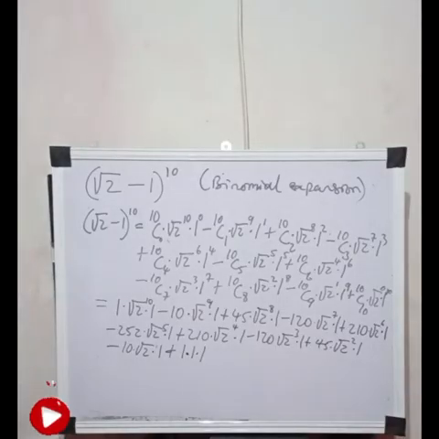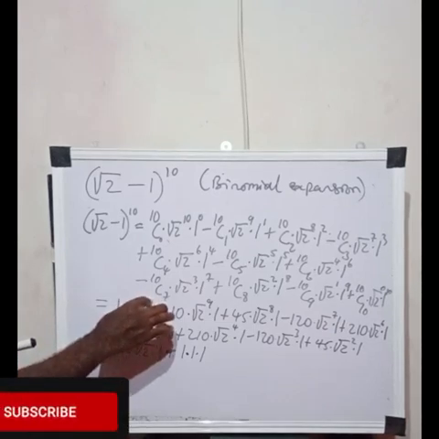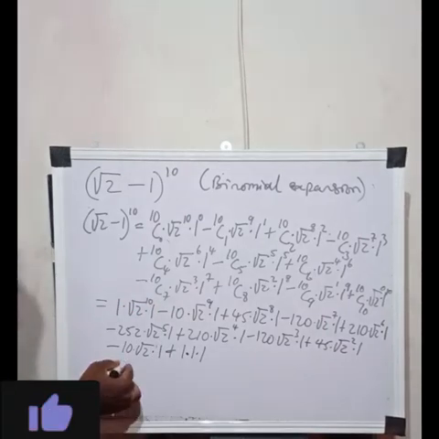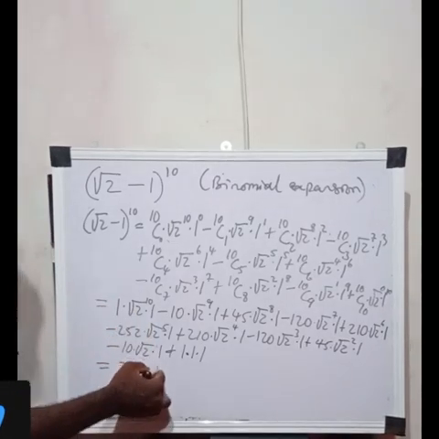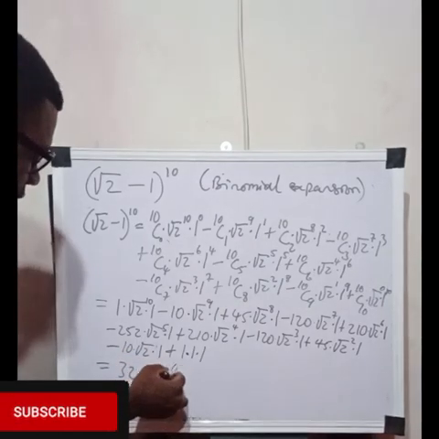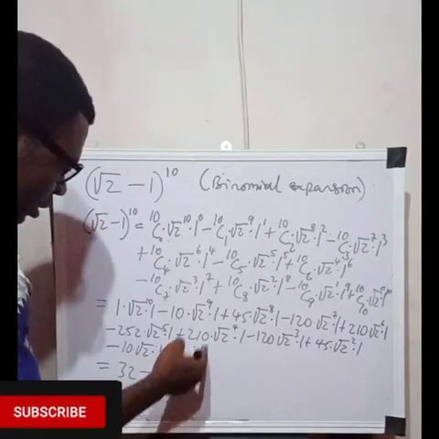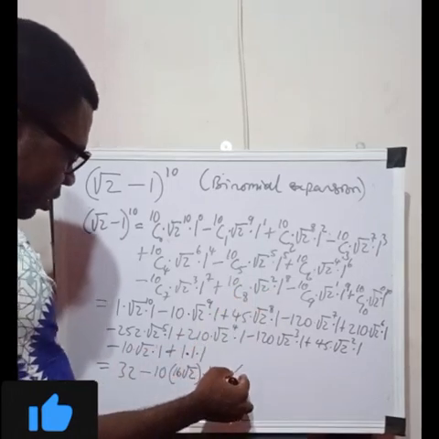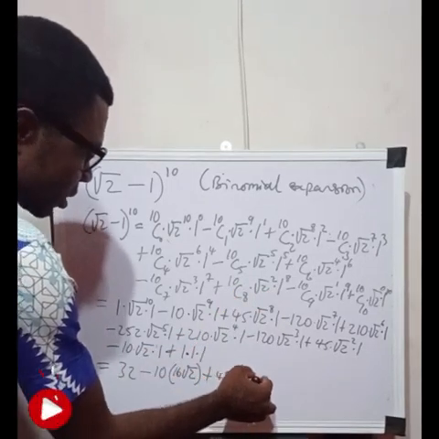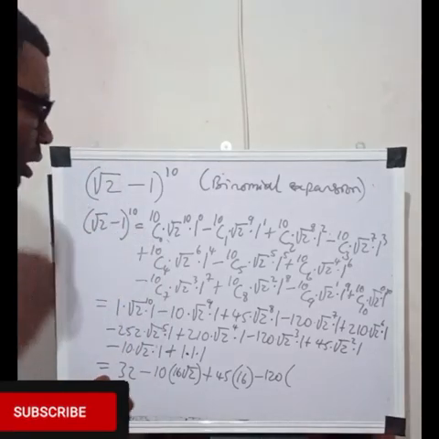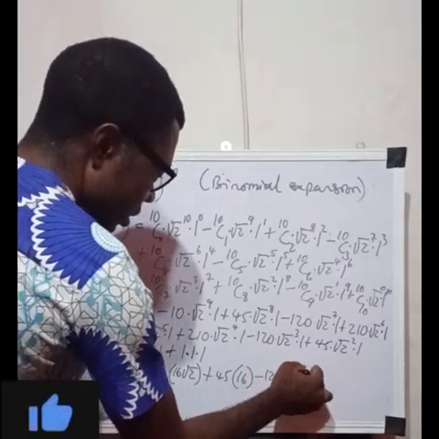Okay? We've been able to simplify this. Let us also now simplify the root. Root 2 raised to the power 10 is going to give us 32. So we have 1 times 32 times 1 is still 32. Minus 10 times root 2 raised to the power 9 is going to give us 16 root 2. Okay? Times 1. Plus 45 times root 2 raised to the power 8 is going to give us 16 times 1. Minus 120 into root 2 raised to the power 7 is 8 root 2 times 1.